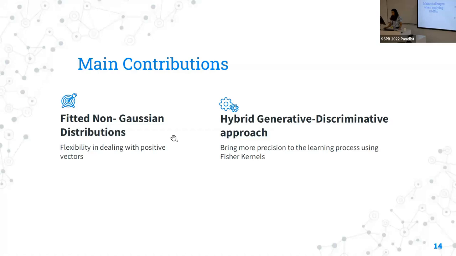So to wrap up, the main contributions of this paper are basically two. First, the fitted non-Gaussian distributions, which are used for the first time with hidden Markov models in this paper and also in the thesis work. And also the hybrid generative discriminative approach. It is not itself a first-time realization, but along with the hidden Markov model with the emission distribution that I will present, they bring more precision to the learning process using the Fisher kernel.